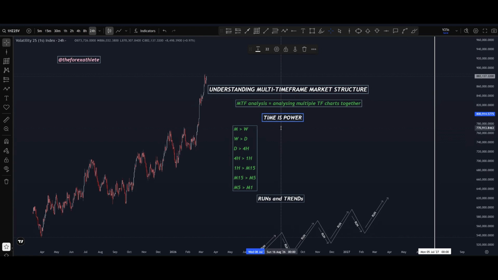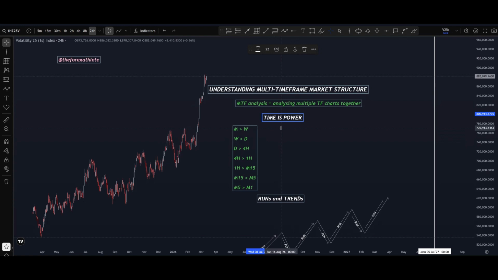So wherever you're analyzing from, if you're analyzing from the 4 hour chart as a day trader, then you know that is your higher time frame. But if you're a swing trader, your higher time frame has to be from the monthly, the weekly, and the daily. So now let's break it down.